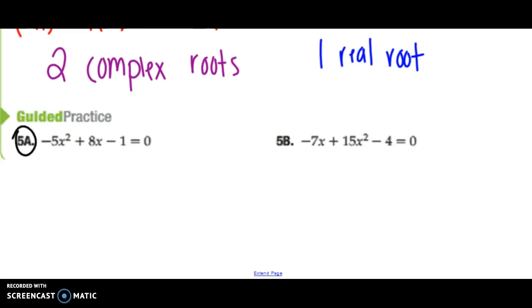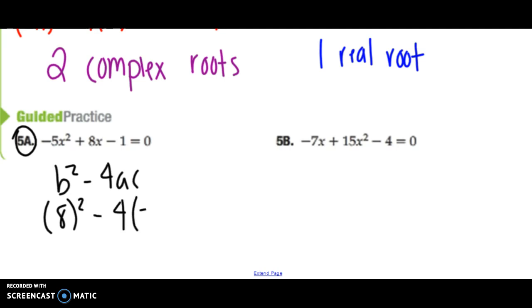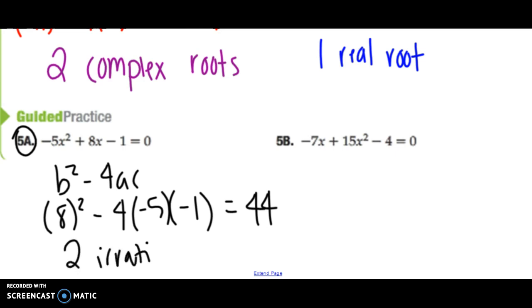Now we looked at example 5a. And so what I'm going to do is say b squared minus 4ac, and I put in b as 8 squared minus 4 times negative 5 times negative 1. So I put this into my calculator: 8 squared minus 4 times negative 5 times negative 1. I end up getting 44, which is not a perfect square. And so since it's positive and not a perfect square, two irrational roots.